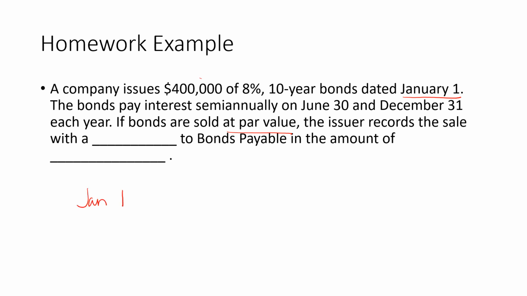We see that $400,000 cash was received for these bonds, and they were issued at par value, meaning that the face amount would also be the same amount as the cash received. So when we record bond issuance, we debit cash and credit bonds payable. And the amount for this journal entry will be $400,000.